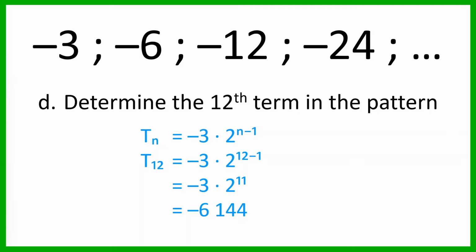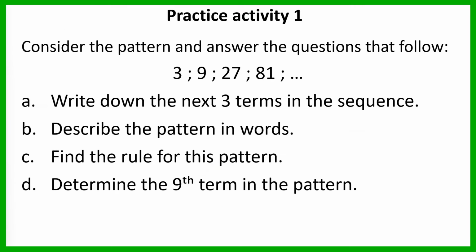The first one that you're going to do, you've got the pattern 3, 9, 27, and 81. So you're going to go through the same basic steps, the same kinds of questions that we had in the last one. First thing you're going to do is find the next 3 terms. Then you're going to describe the pattern in words. Then you're going to find the rule for the pattern. And finally, you're going to determine what the 9th term in this pattern is. Okay, so I'm going to give you 2 minutes for this question.